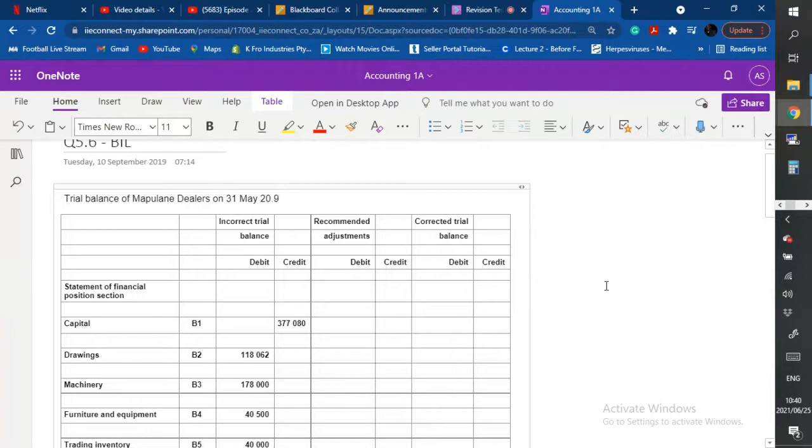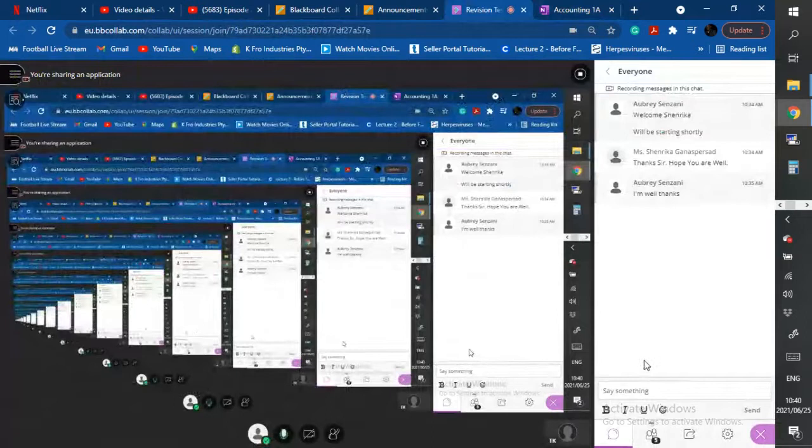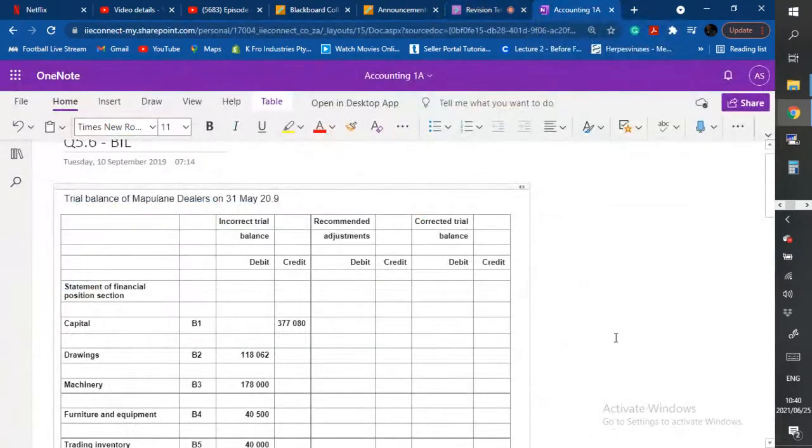I'll give you a hint. Firstly, we should not be using cost of sales for this. We should not be using cost of sales. People are silent, no feedback. Well, it's okay, I understand. It's been a long semester, so I will allow you guys.